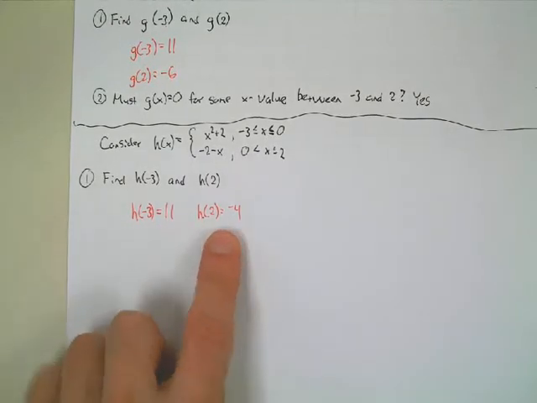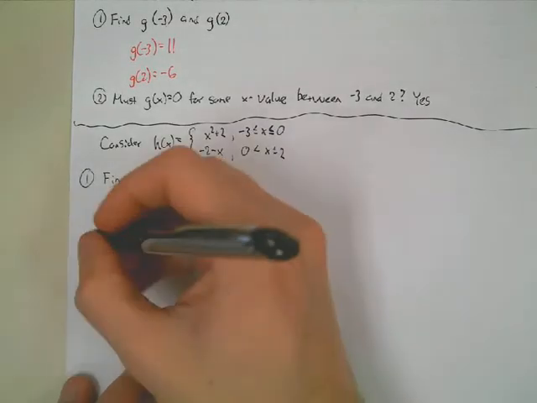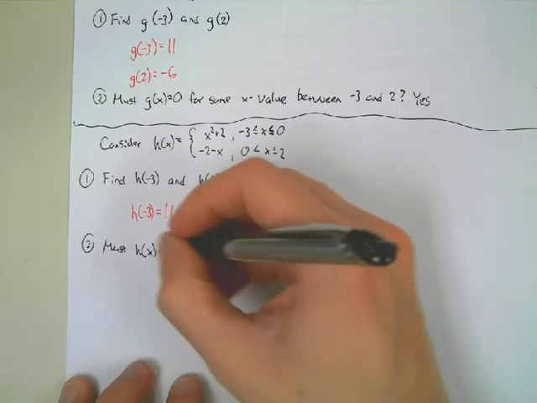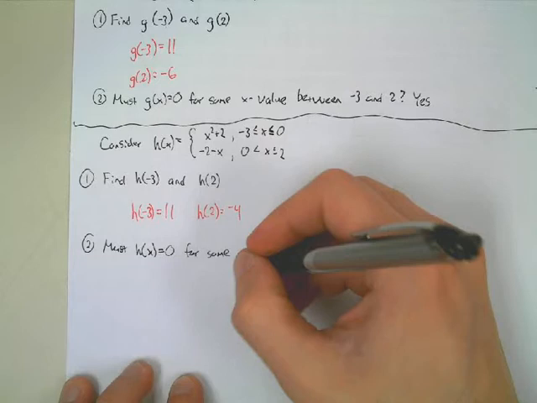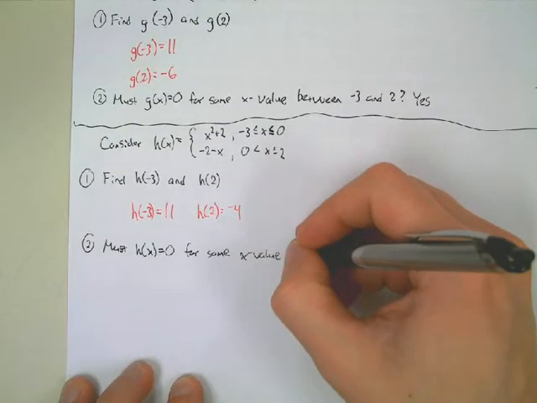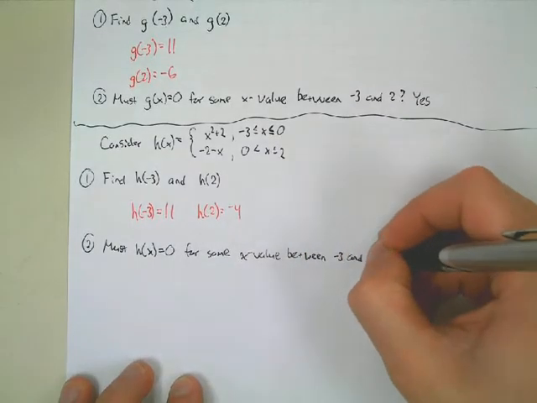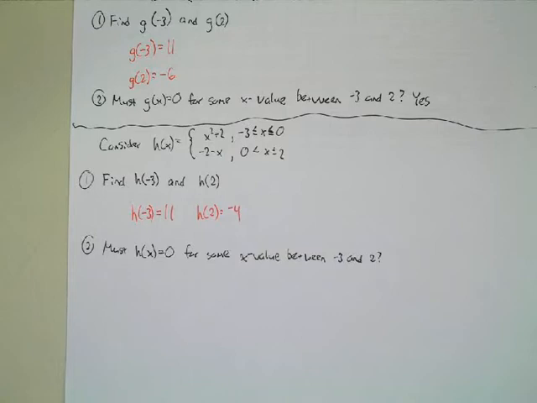So my question to you then is, must h of x equal 0 for some x value between negative 3 and 2? Must we equal 0 here? It went from a positive 11 at x equals negative 3, and then at 2, it was at a negative 4. Must our function then equal 0 at some point? We went from positive 11 down to negative 4, must our function equal 0?